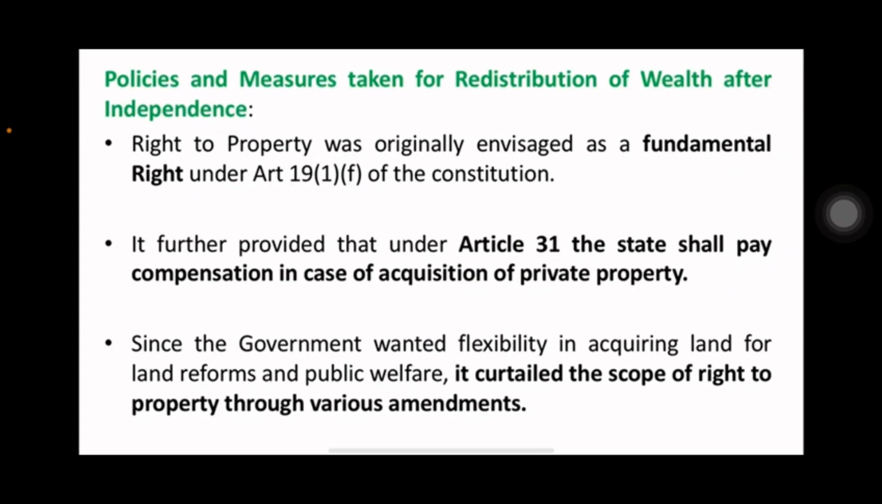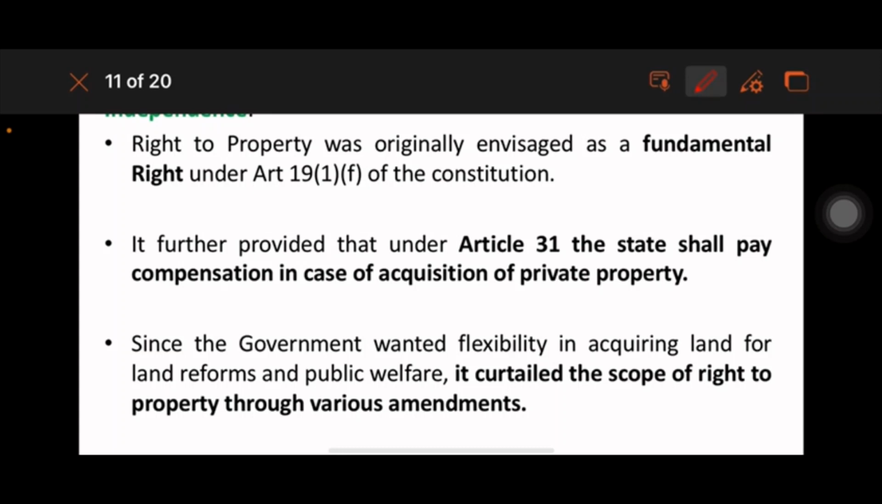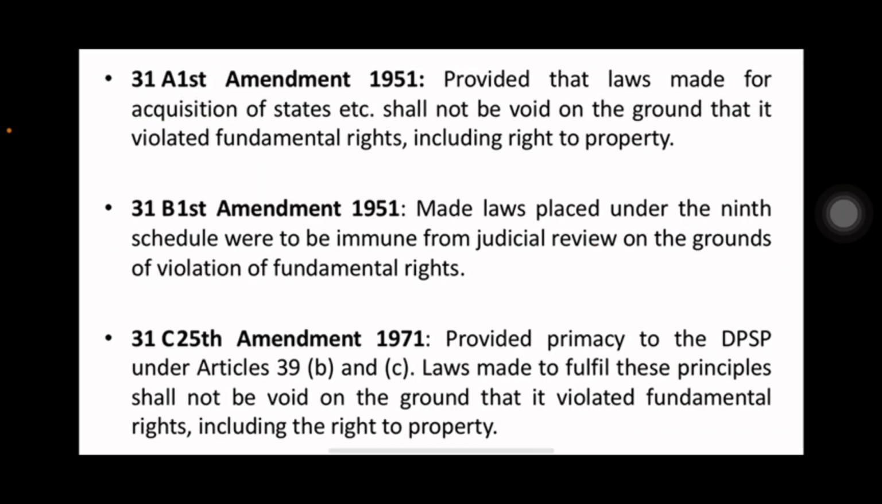Now the policies and measures taken for redistribution of wealth after independence. Under Article 31, it was provided that compensation be given, and since the government wanted flexibility in acquiring land, it curtailed the scope of the right to property through many amendments in due course of time, like the 31st Amendment, A, B and C.